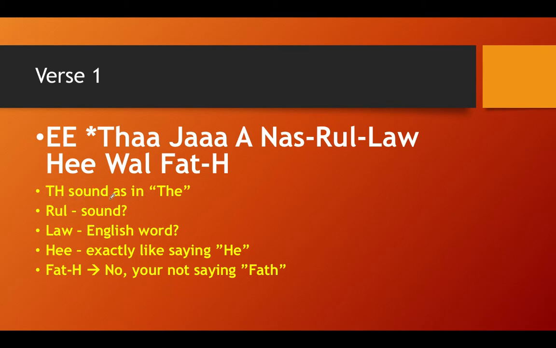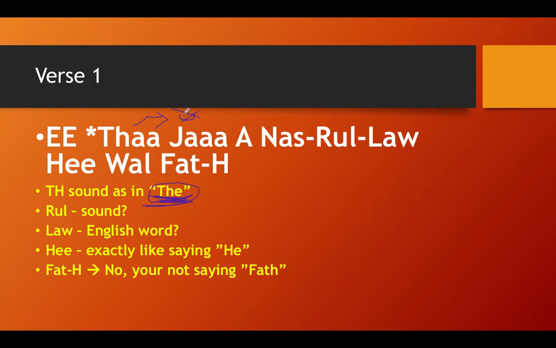First of all, you have a TH sound, and what kind of sound do you think the TH makes in here? It's not making a th as in tooth, okay? It's only making the TH sound as in the English word the. That's very important. That's why I'm underlining it so many times. Many people get confused with this because they forget that it's not a letter tha.